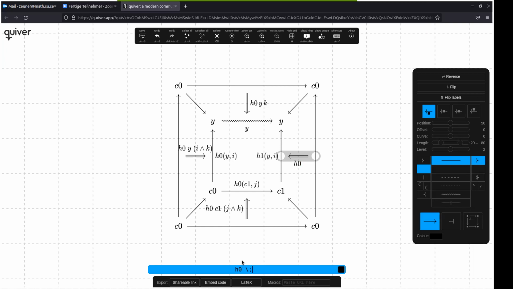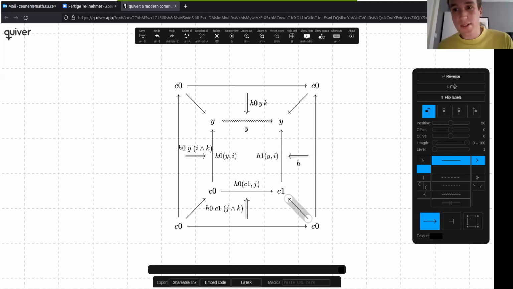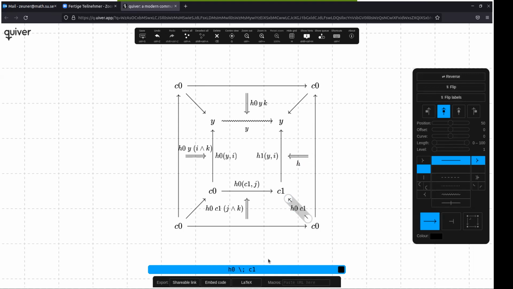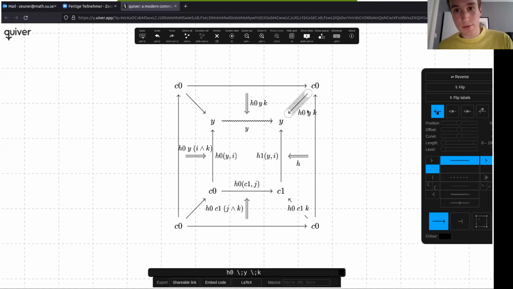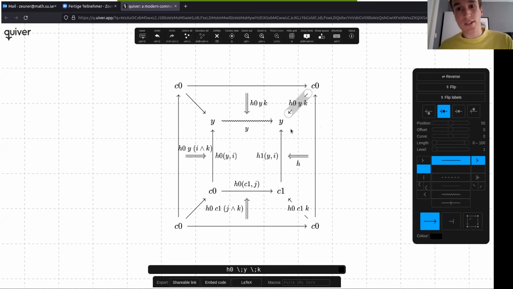H0 of, should we do the edges of that side first? Maybe we can write them. This is H0. So we already fixed that to be H0 C1, right? Because when we were doing the front face. Yeah. And this is H0 of H0 of Y at K, right? Maybe we can do it like this. This looks very nice. Okay.